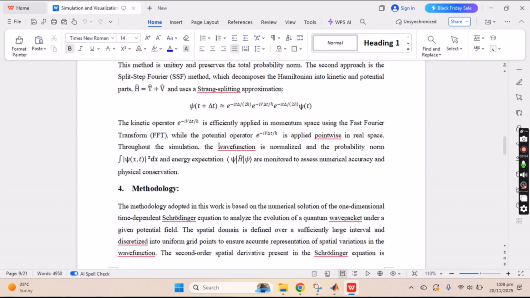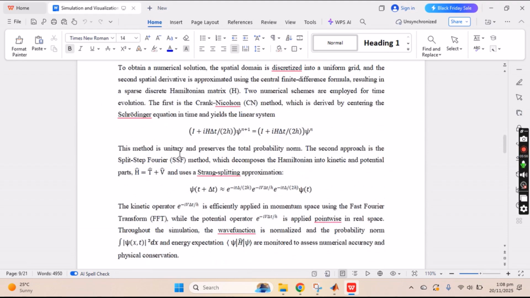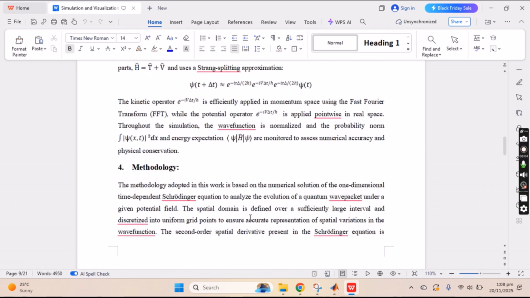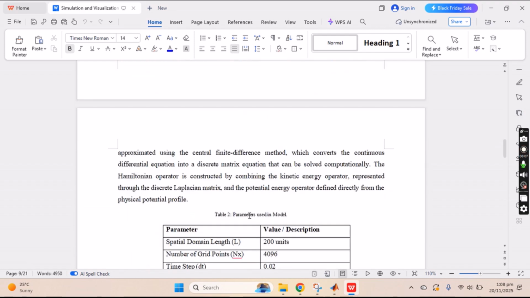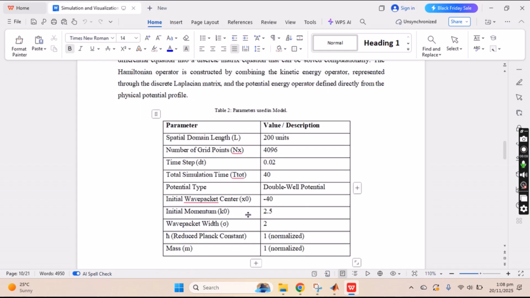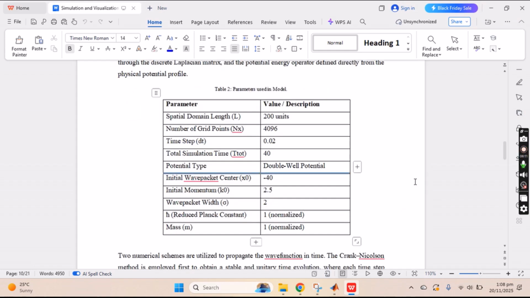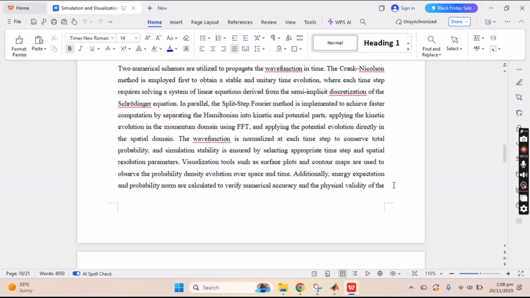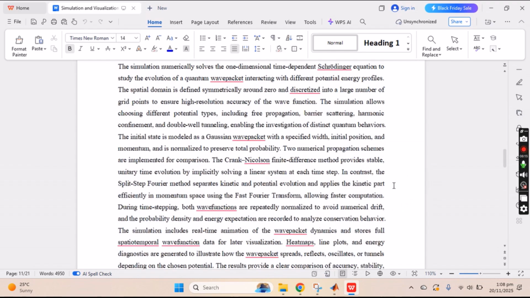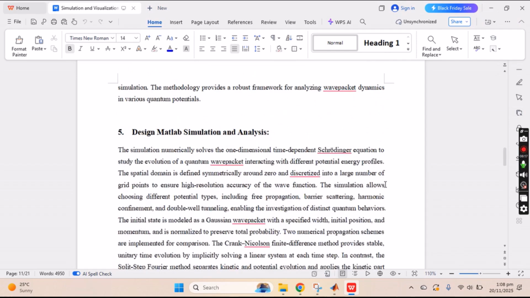These are the equations used in our system, like the Schrödinger equation. These are the Schrödinger equations with the Strang splitting approximations, and the methodology is also here, and the parameters used in our model for the MATLAB terms, and the design of the MATLAB simulation with its analysis.